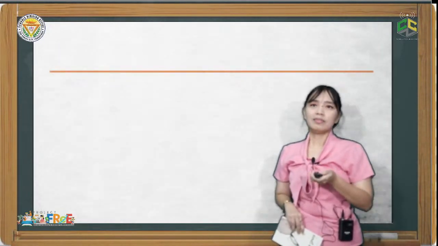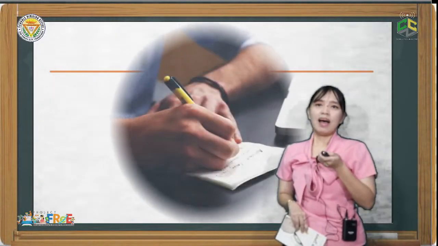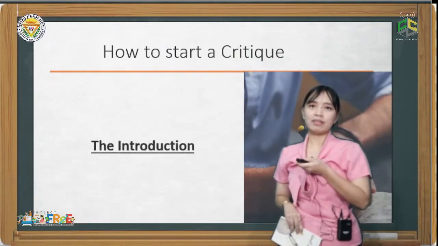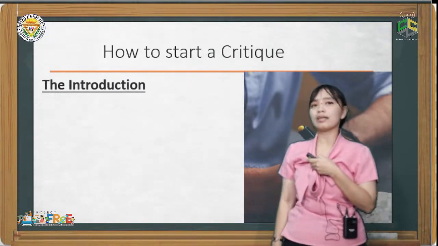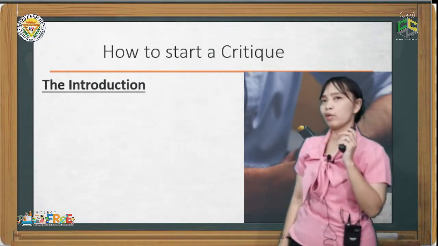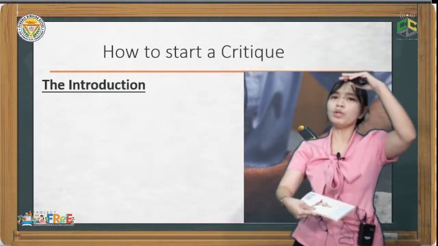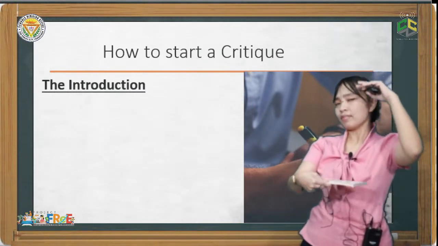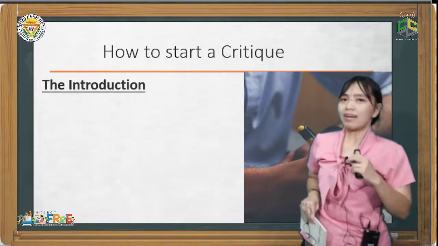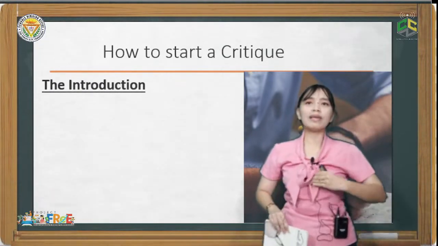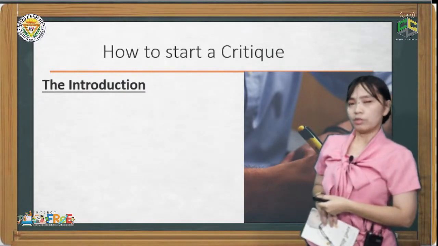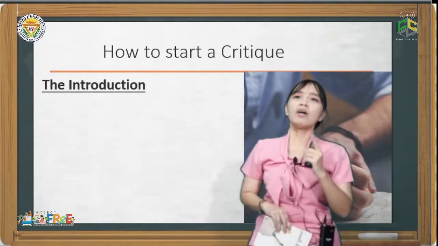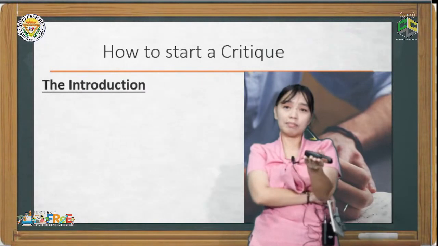And of course, I would like to share this one with you. After coming up with what we call the checklist or the guide on how you are going to come up with the kernels or the rudiments of writing a critique paper, let us proceed with what we call the organizational structure of writing a critique paper. So the question here is, how do you start a critique?